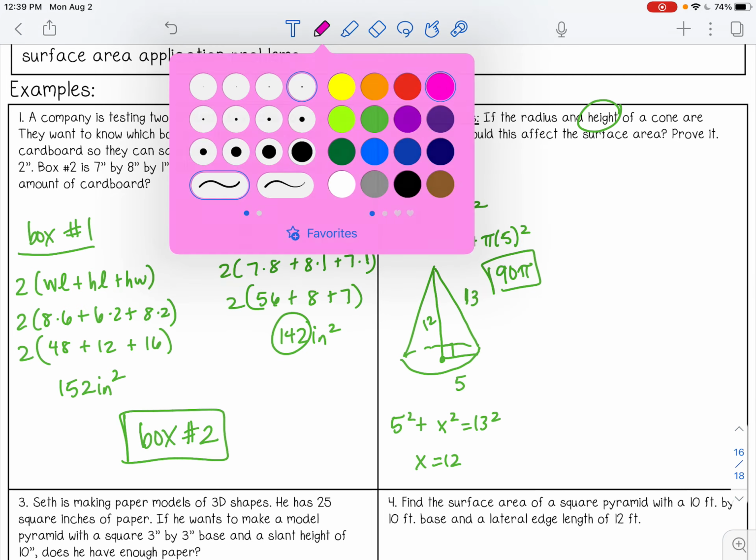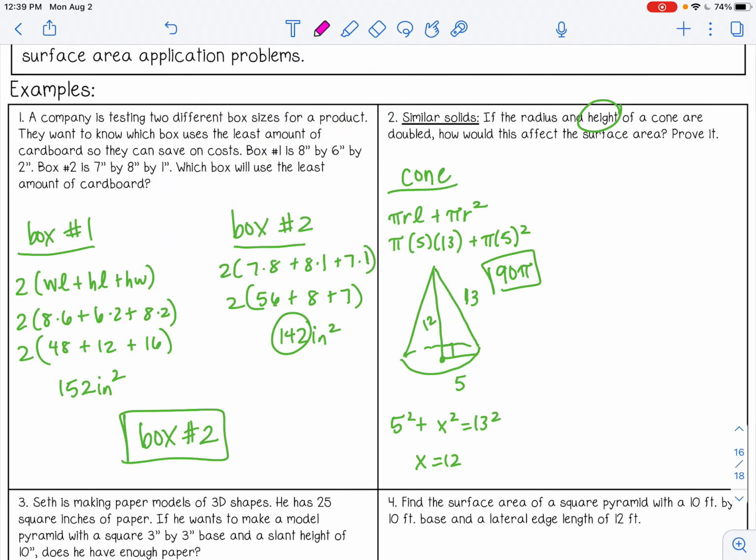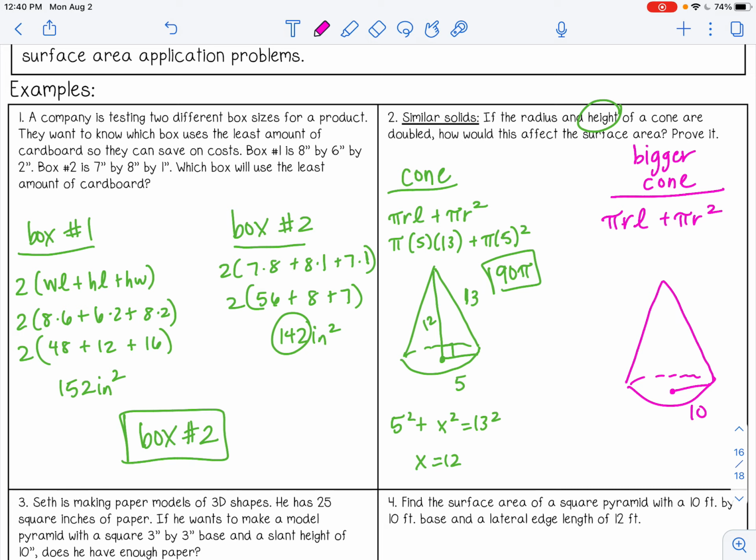All right, I'm going to switch colors here because I want to be able to differentiate. So this is going to be the bigger, the doubled cone. And you'll see why we had to actually use that height. So it says the height and the radius are doubled. Okay, so I'm going to redraw. Of course, imagine it 2 times as big, but I don't have the space for that. So my radius is now 10, which means my height is 24, because remember it's 12. We doubled it to 24.